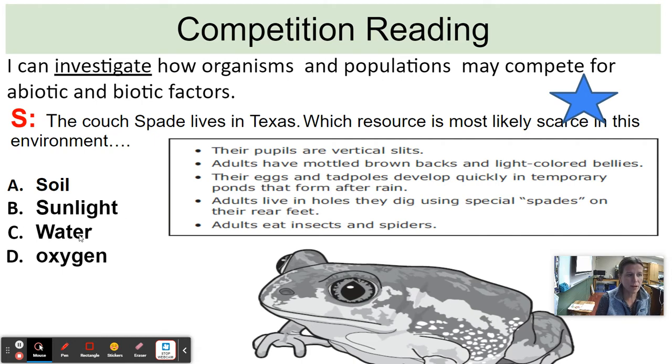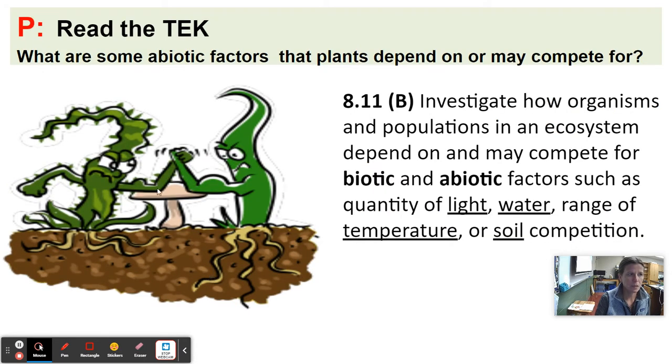So we can infer that water is scarce. Okay, there's a limited amount of water, so they have to lay their eggs fast. What are some abiotic factors that plants depend on or may compete for?